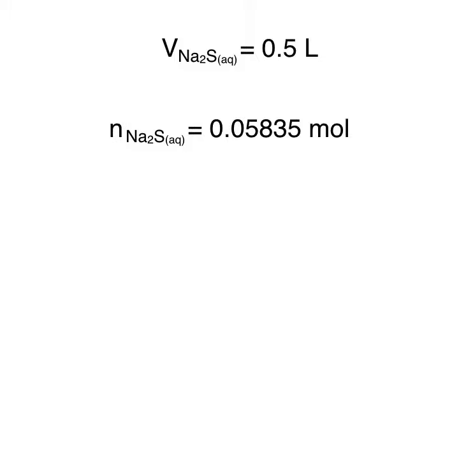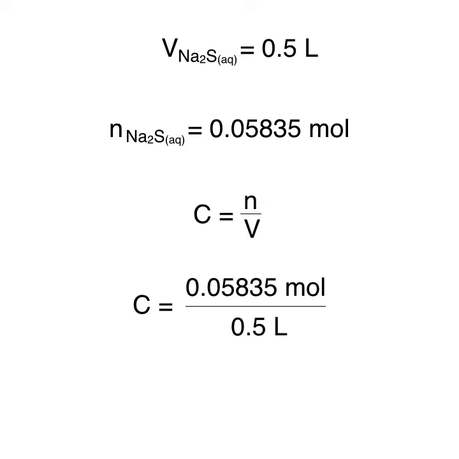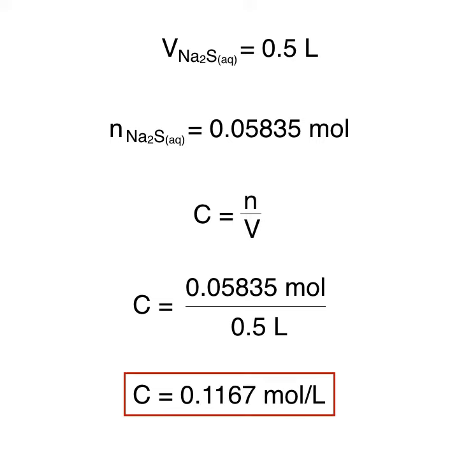Now onto our final step. We know from our problem that the volume of sodium sulfide is 0.5 liters. From our previous calculations, we also know that the number of moles of sodium sulfide is 0.05835. These are the two pieces of information we need for the concentration equation, C equals N over V. We can plug in our known information, which gives us a concentration of 0.1167 moles per liter.